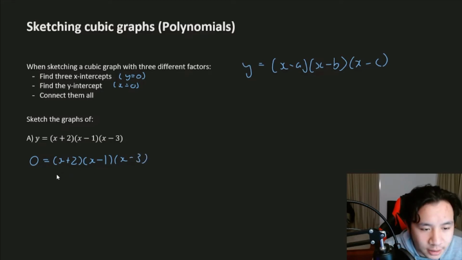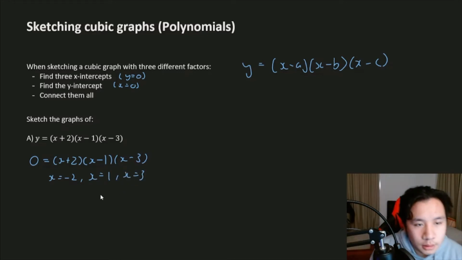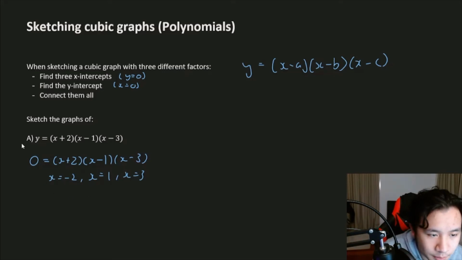It's really easy to do this. You just want to make all of these equal to 0. So x will be equal to minus 2 in this case, x is equal to 1, and x will be equal to 3. So these are my x-intercepts. I'll just write first step. And then the second step is to find the y-intercept.